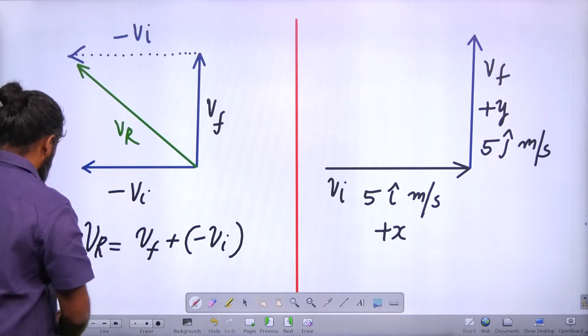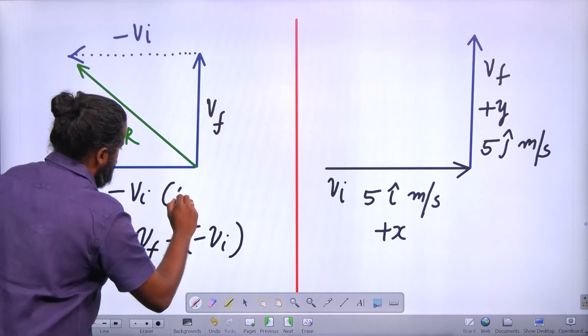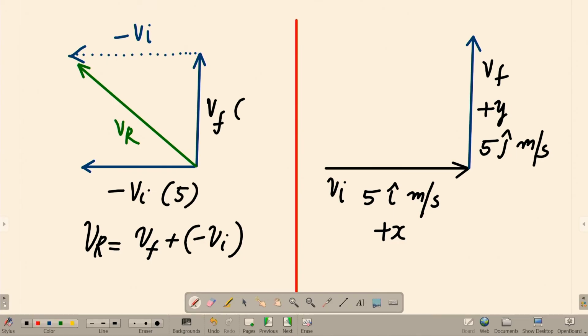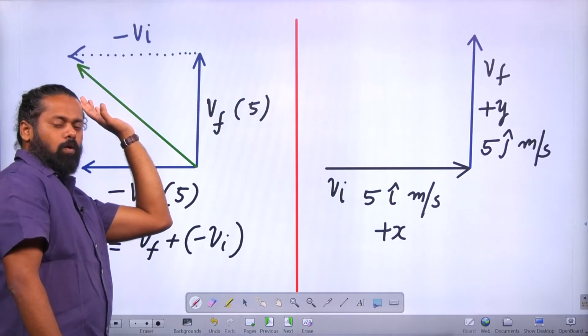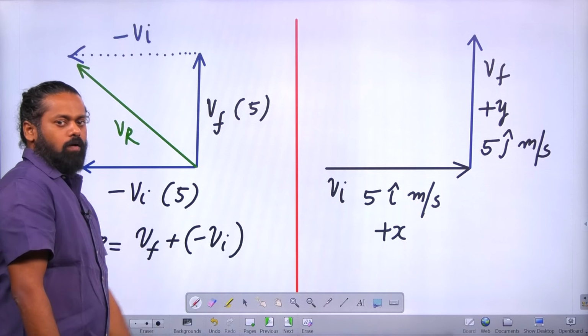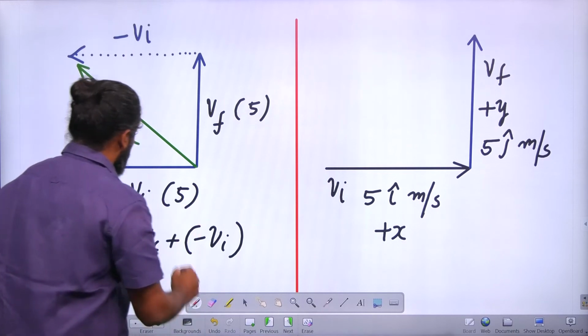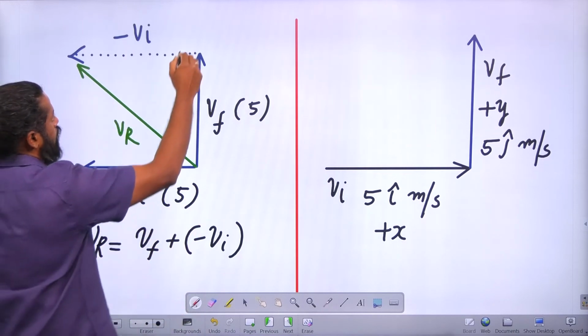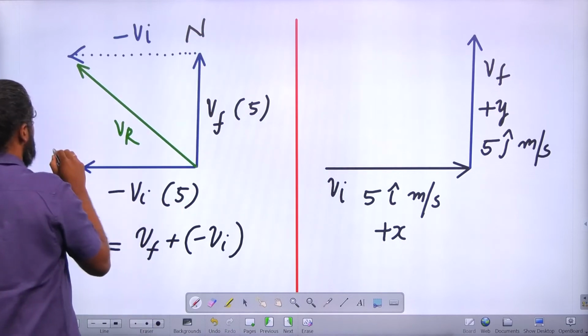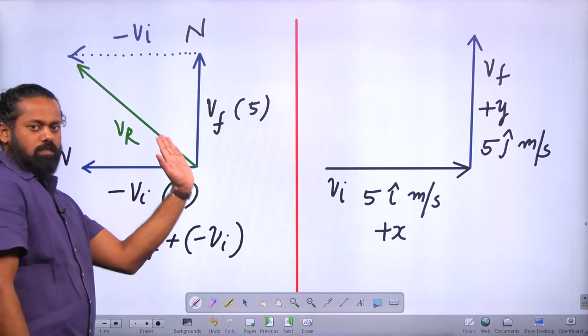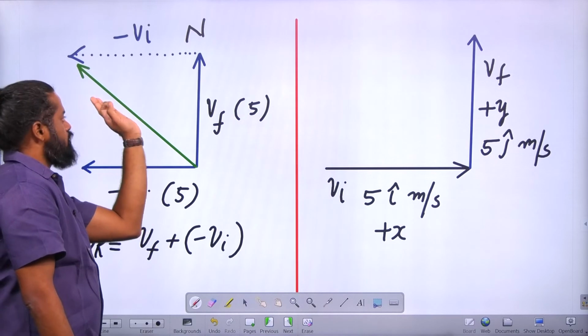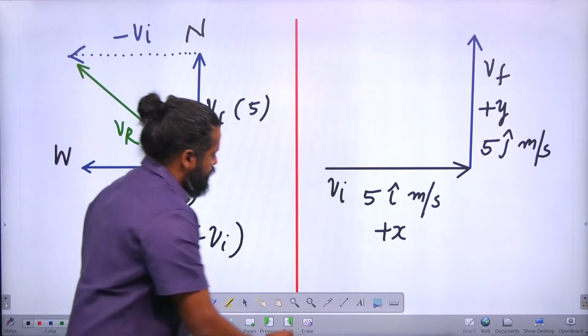Now, we know the magnitudes. What is the magnitude here? This is 5 meter per second. This is also 5 meter per second. If both are 5, how to find out the resultant? Under root of 5 square plus 5 square. How much will come? First of all, the direction: this is north and this is west. The acceleration direction is northwest, and the magnitude we can find out.